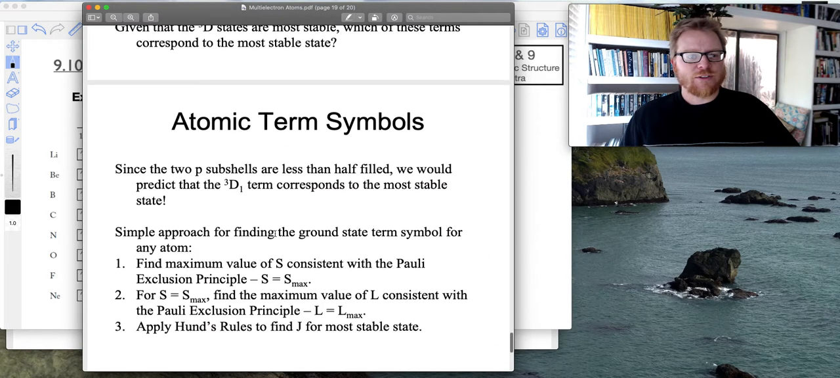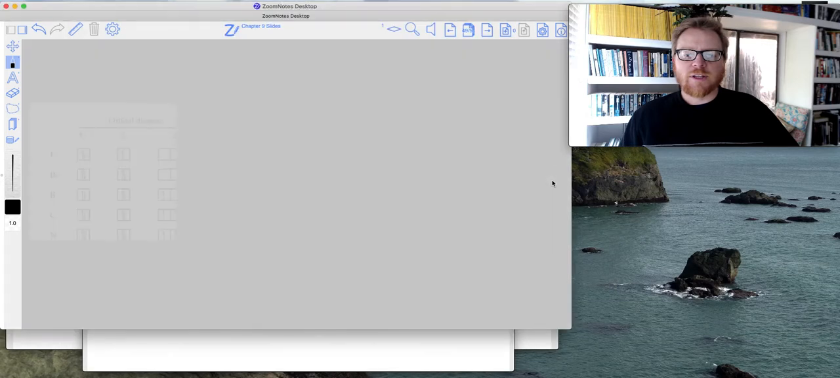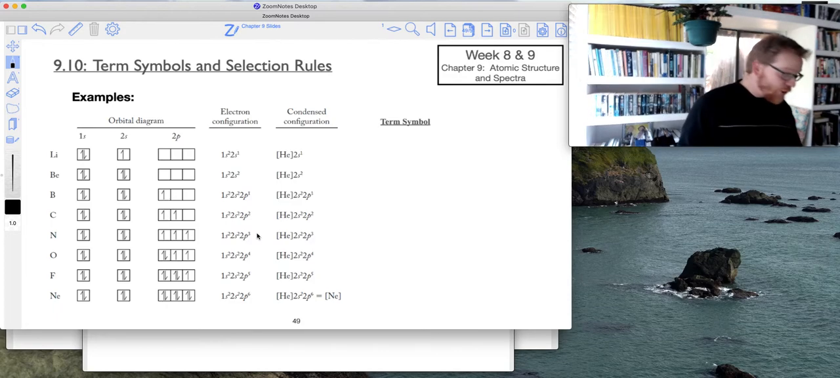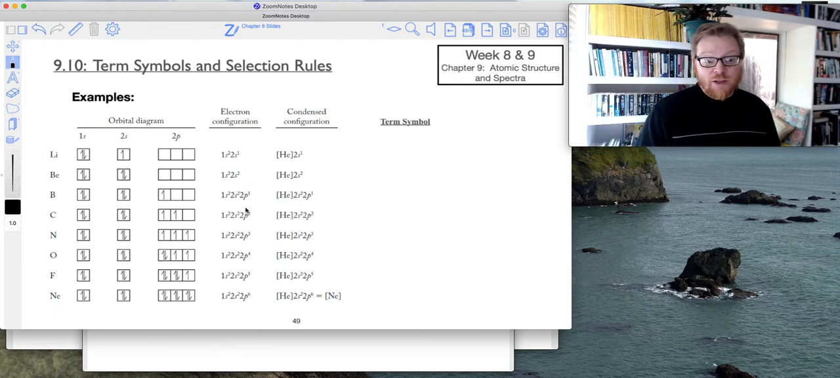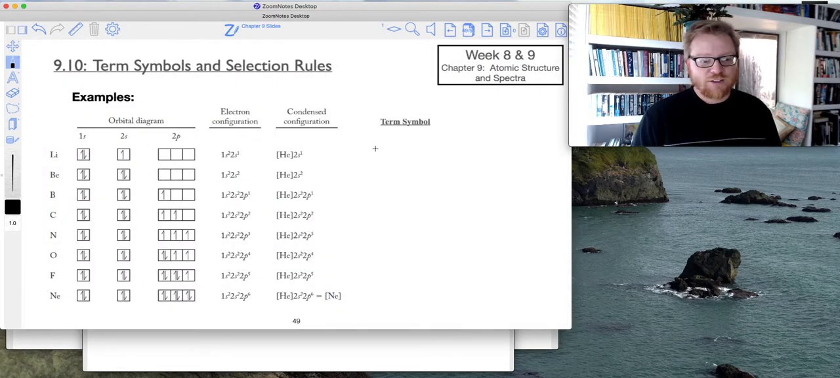And so now, it says, since 2p subshells are less than half filled, we would predict the triplet D1 term corresponds to the most stable state. So that's because, in this example, I lied. They actually did give us that electron configuration, okay? So let's go through some of these examples for simple atoms. And I'm just going to pick out a few of these. And I would recommend that you try the rest on your own, because I'm just going to flash forward here. I've got a cheater periodic table that has every single ground state term symbol. Lovely. Okay, let's go through it.